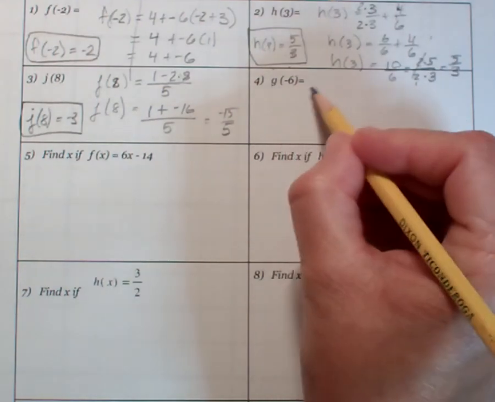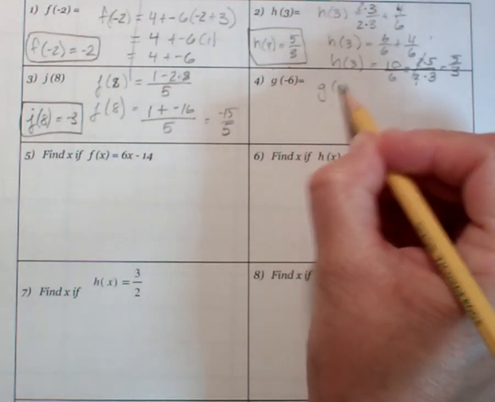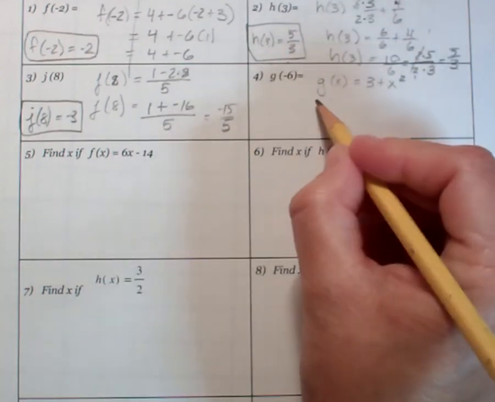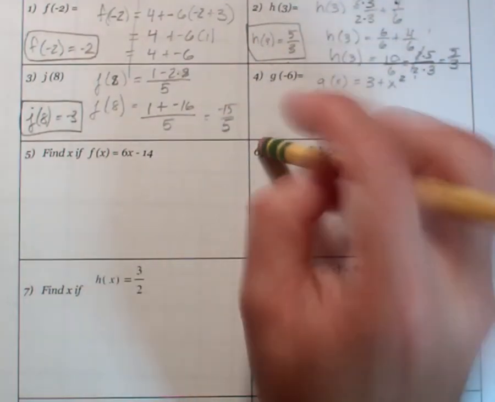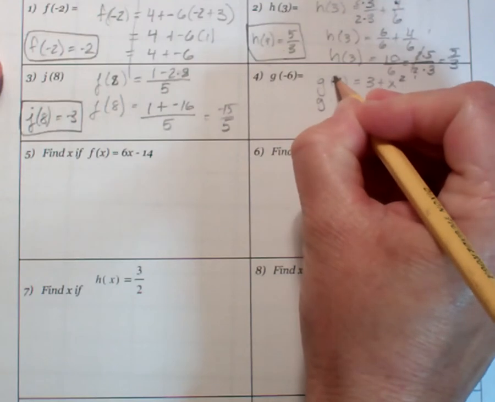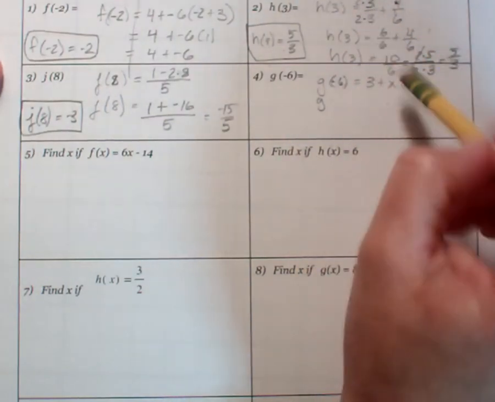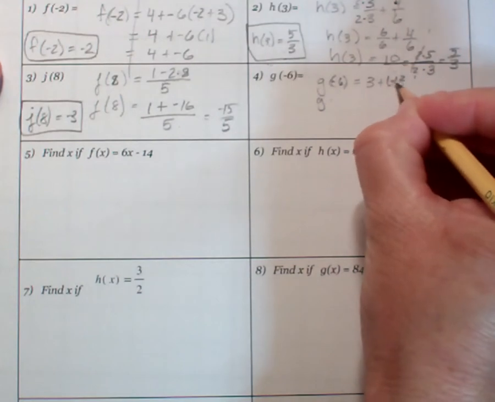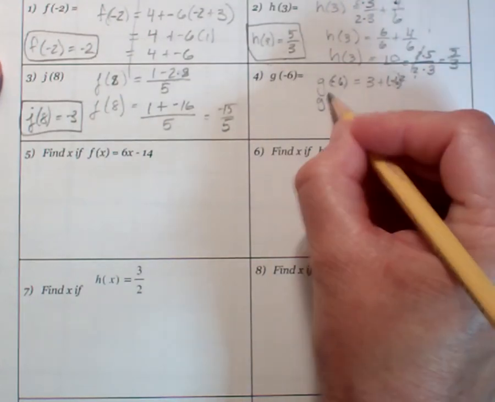So g of 6, g of x is equal to 3 plus x squared. I'm going to replace x with a negative 6. So g of negative 6, which means I'm going to replace this x with a negative 6. And since x is squared, the negative 6 is squared.